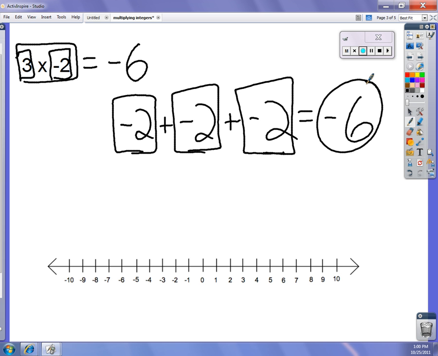Or we know in other strategies for adding integers, if the numbers all have the same sign, we add them and keep the sign. So 2 plus 2 plus 2 is 6, and they're all negative, so we're going to keep the negative, and our answer would be negative 6.